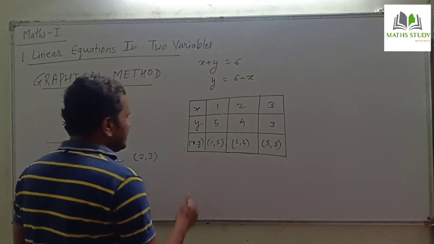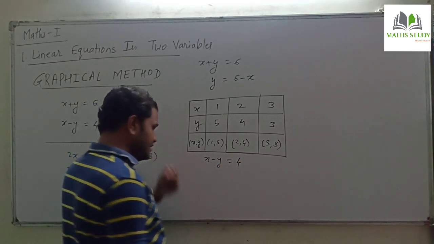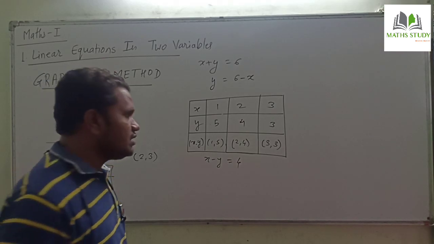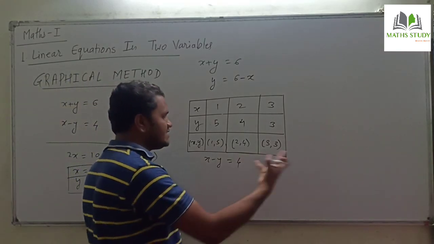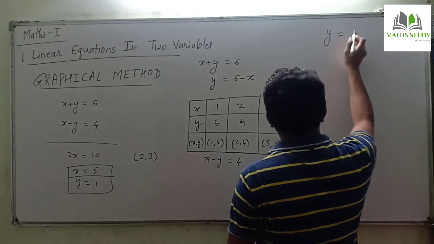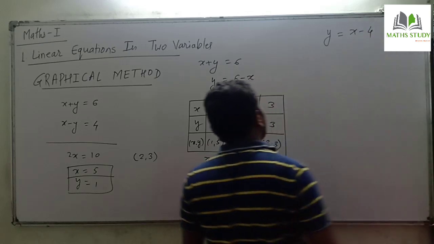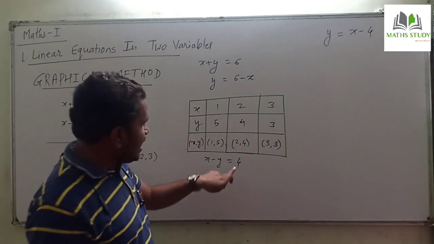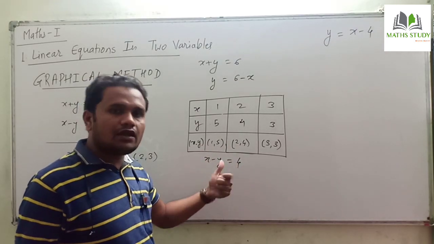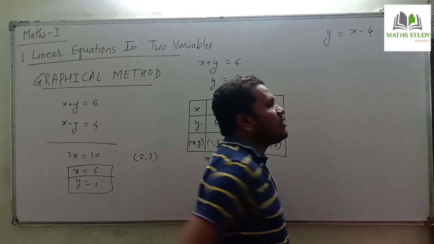Now we have the second equation, x minus y is equal to 4. It means you have to convert the equation in the form of y is equal to. So it will be y is equal to x minus 4. I took the 4 to the other side, it will be minus 4. I send minus y to that side, it becomes plus y. In this way, I convert the equation in the form y equals to.